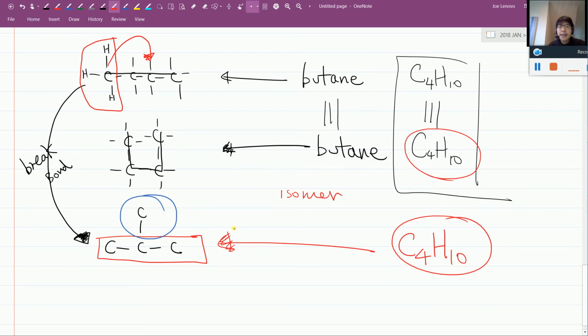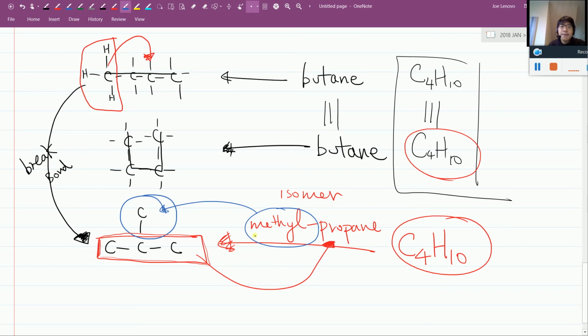When you have different structure, you give different names, and this one is called methyl propane. Why is it called methyl propane? Look at the one that I highlighted in red. We call this the main trunk. Whatever we call the main trunk, we put that as the base at the end of the name, and the top over there is the side branch. The side branch right there.